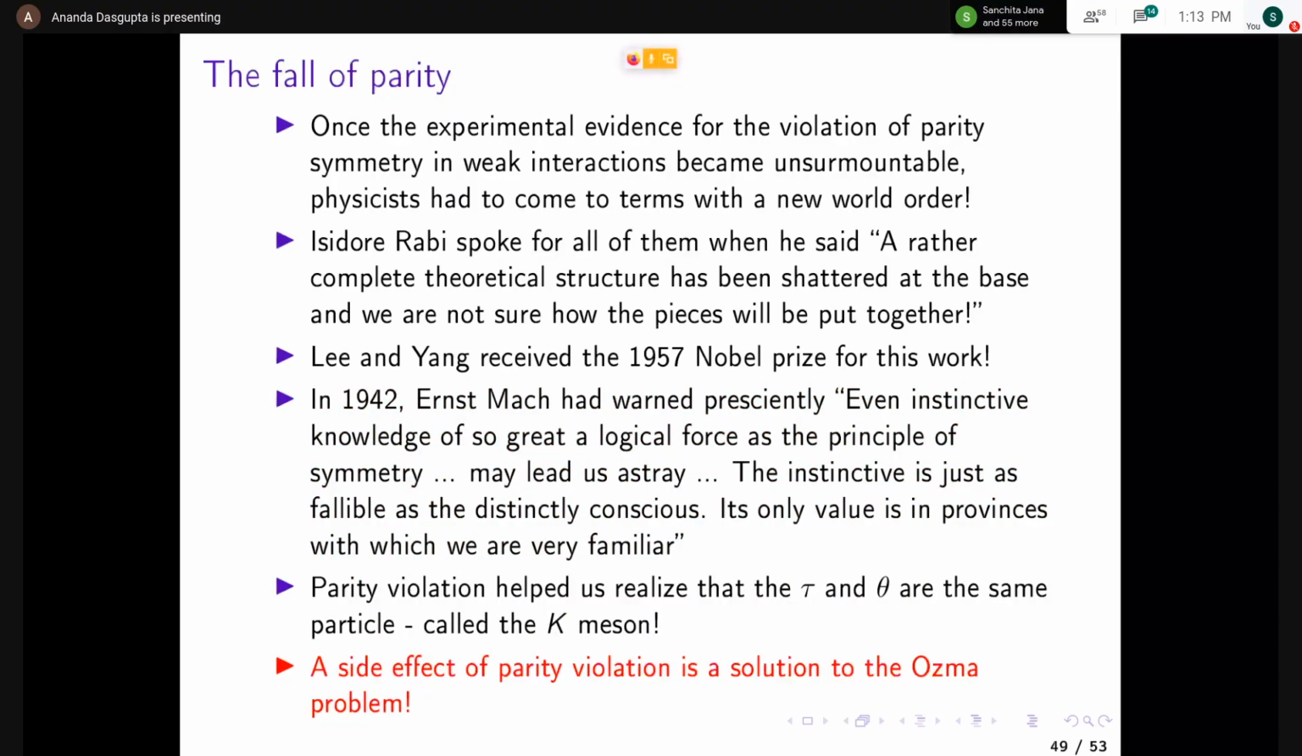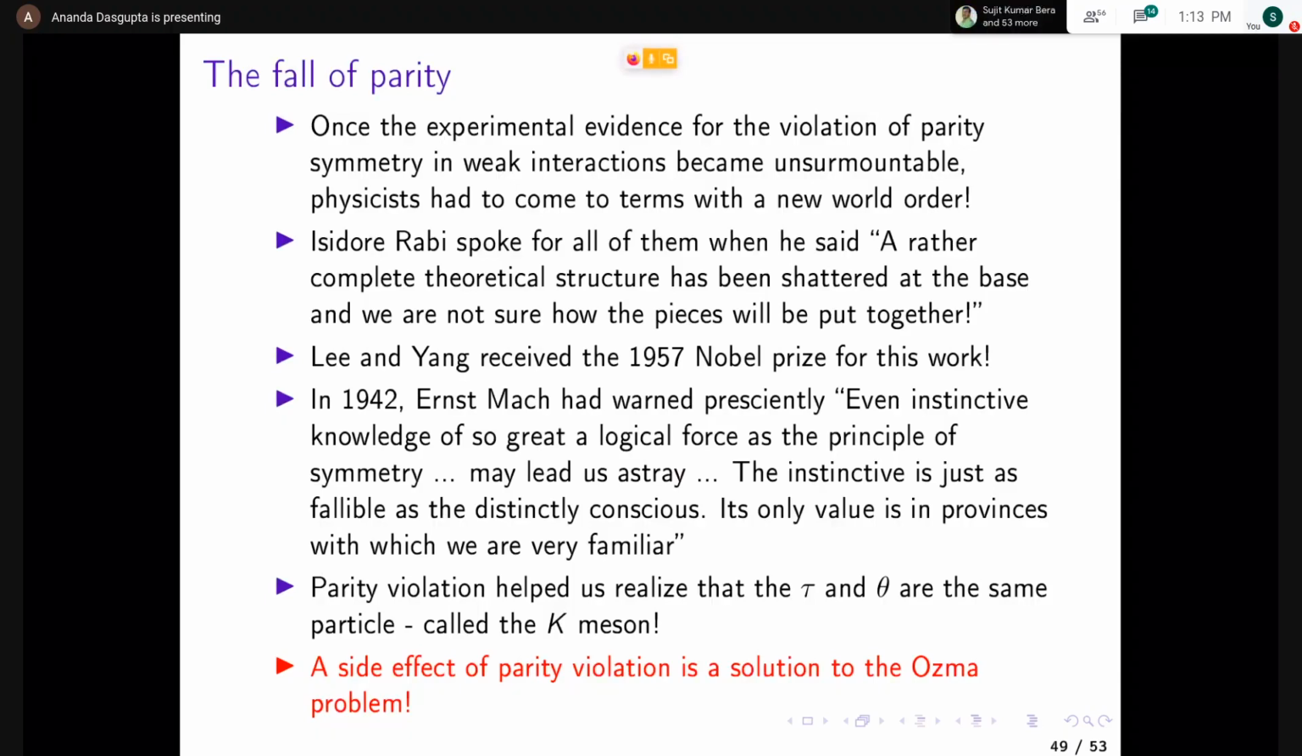Okay, so what about the tau-theta puzzle? Turns out that they are the same particle. Parity is not conserved. They are what we call K plus and K minus today. And a side effect of parity violation is a solution to the Ozma problem. I don't have time now to detail this to you, but I'm pretty sure you should be able to figure out how to use parity violation, especially Wu's experiment, to say which one is left, which one is right. Or rather, to decide which one is the north pole, which one is the south pole of a magnet. And once you do that, EM theory can tell you what is left, what is right.